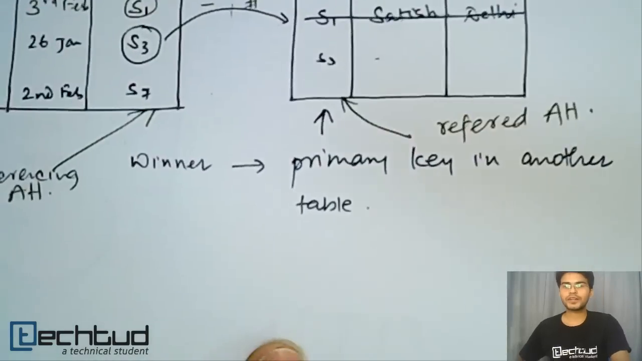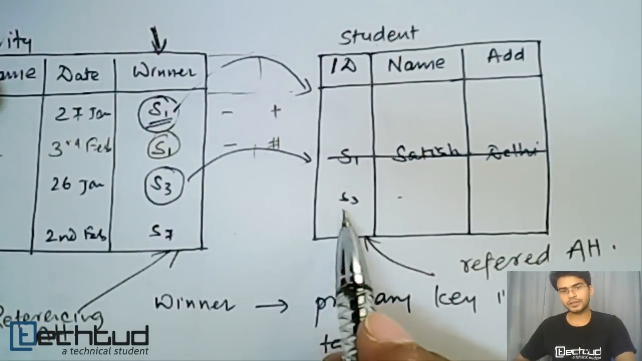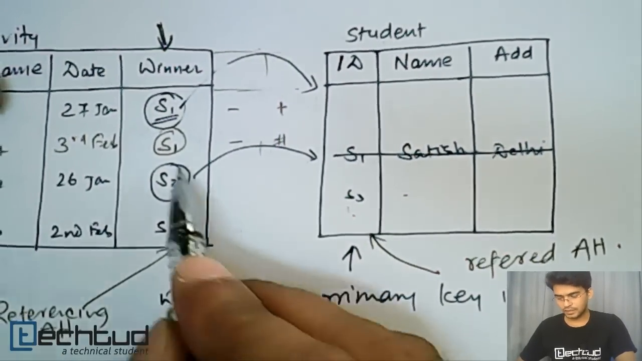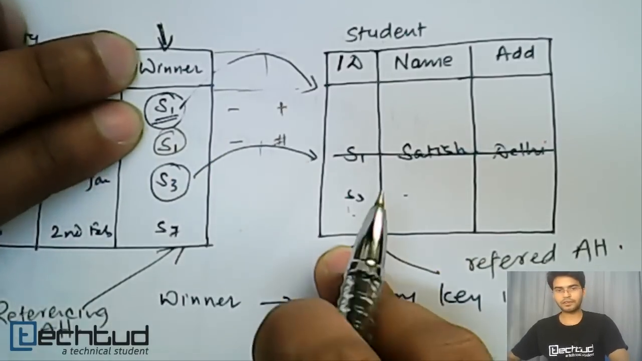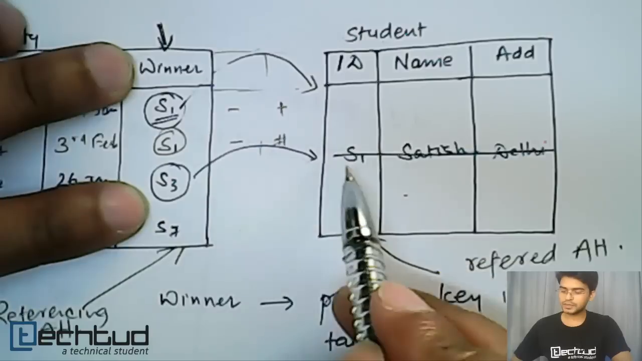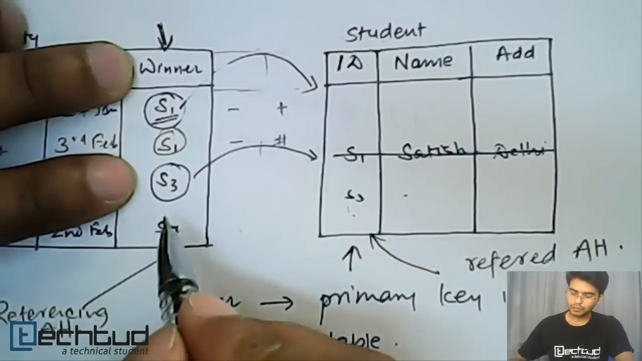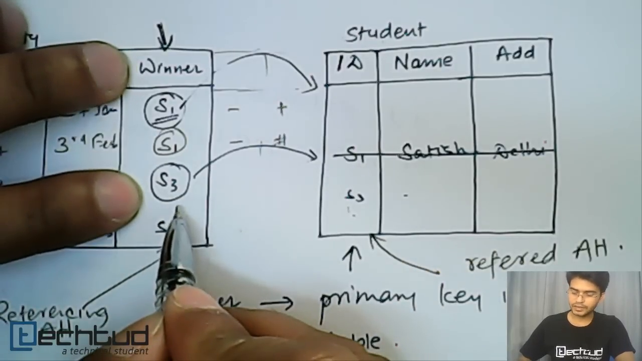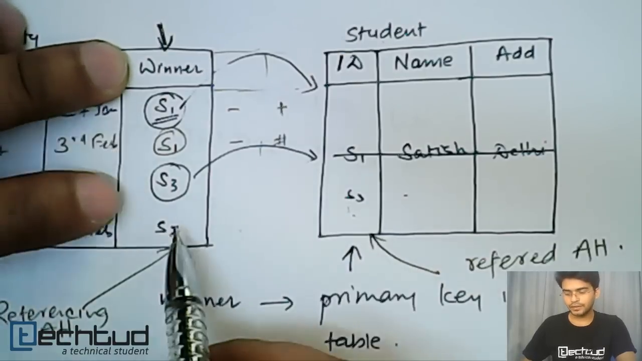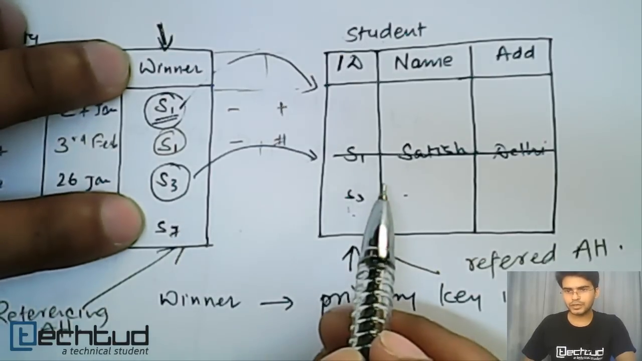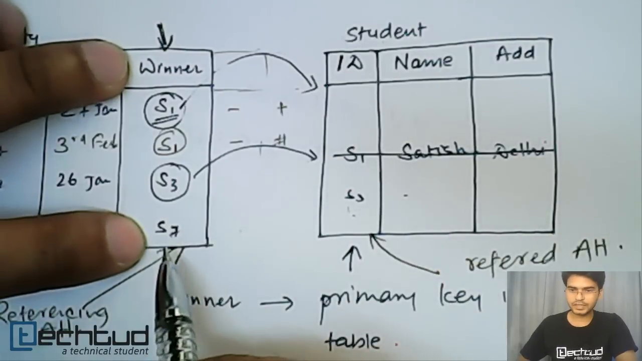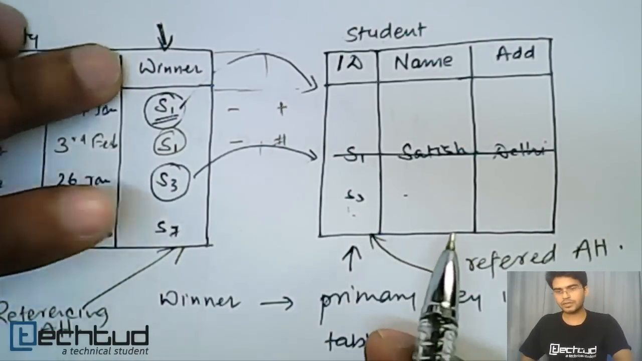Okay, so what we are saying is, this is referencing, right, and this is referred. So what I'm saying is, this referencing attribute must be the subset of referred attribute. Means whatever we are going to write here in this column, that should be present here. Okay, so if there is a winner, that will be a student, right, and that should be inside this student database. Otherwise we cannot write a key and refer to this database. So this is quite obvious.